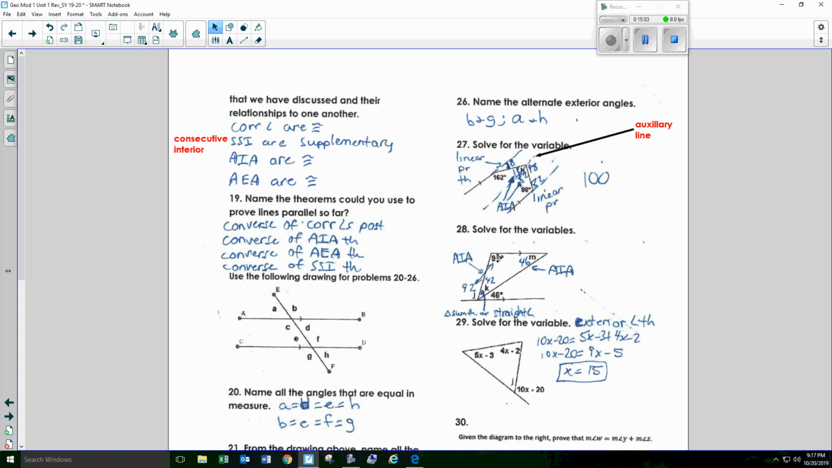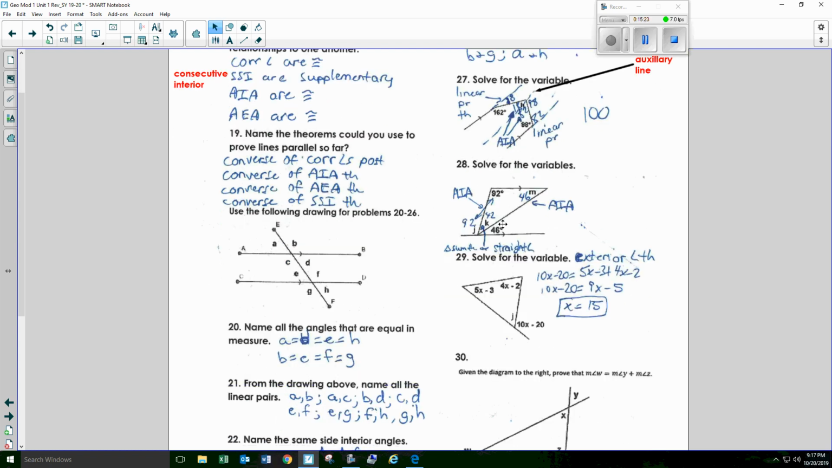Okay. And I could look at this one here, 92 and 92. Those are alternate interior angles. Parallel lines cut by this transversal. Alternate interior angles are equal. So that's 92, or I could have got it from doing 46 was 42, subtracting that from 180 to get the 92, because remember all three of these adjacent angles form a line, 180 degrees.